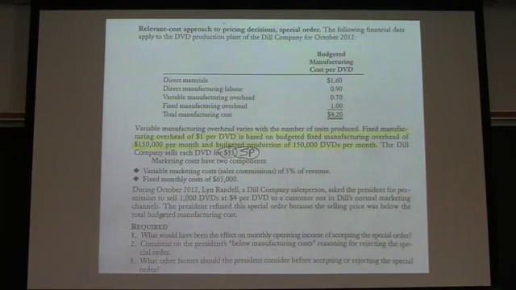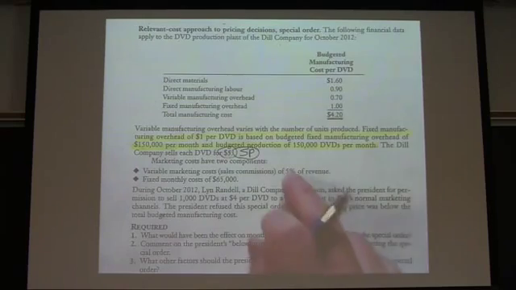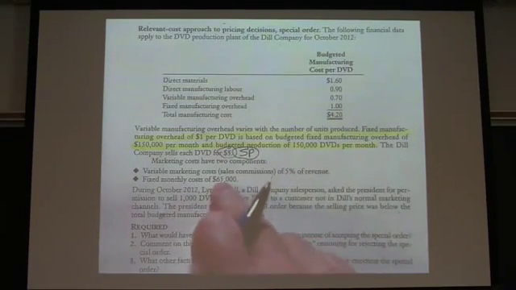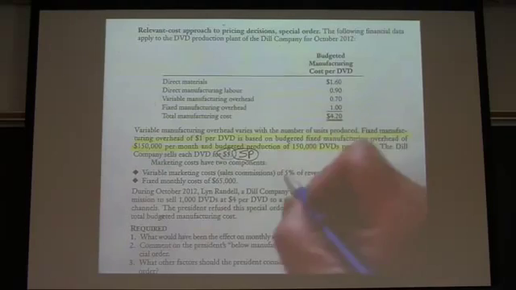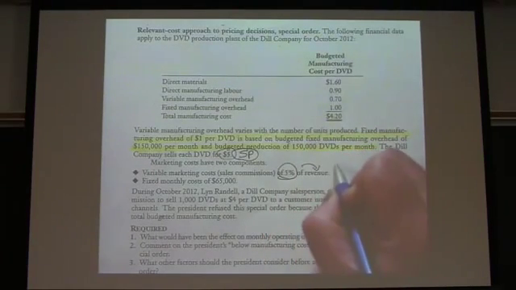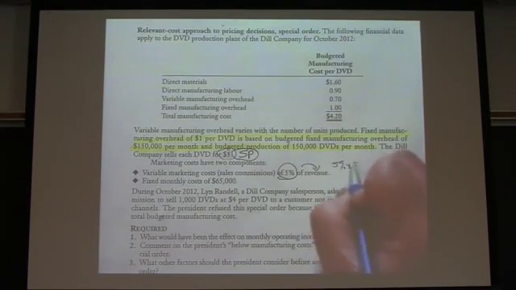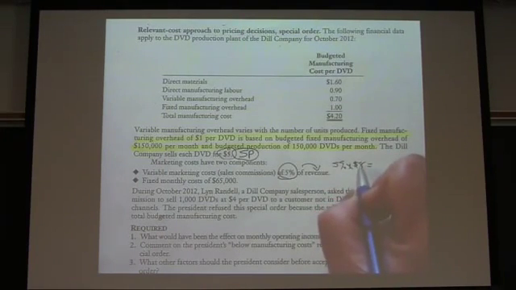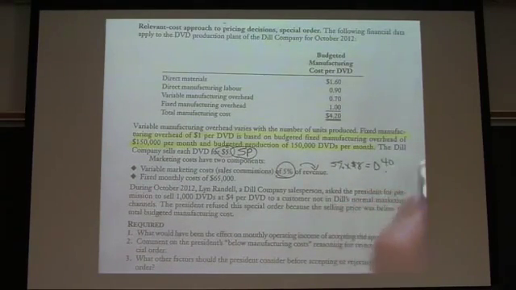Marketing costs have two components, fixed and variable. The fixed is $65,000 per month, and variable is 5% of revenue, which is 5% of $8. Okay, it's 40 cents per unit. Or is it 40 cents? I can't even add these days anymore. So 8 times, yeah, it's 40 cents per unit. Okay?